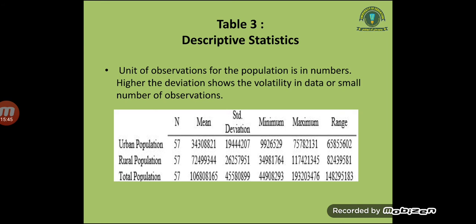Range is 82439581. If we totalize the population in 57 years, mean is 10860865, standard deviation 445580899, minimum 44908293, maximum 19320347. Range is 148295183. This is the third table which describes the descriptive statistics of the population.